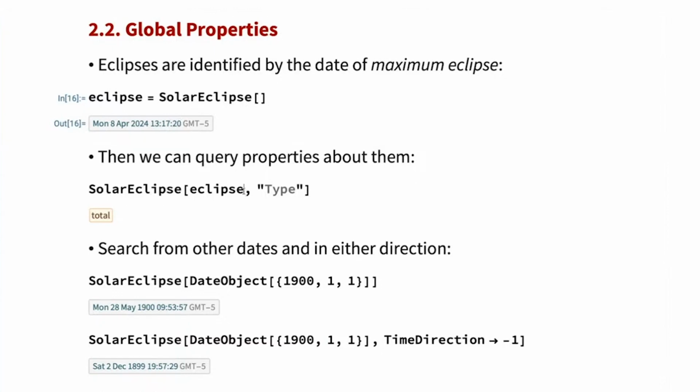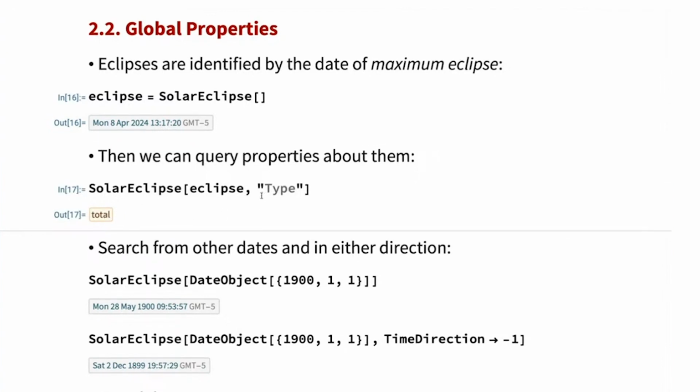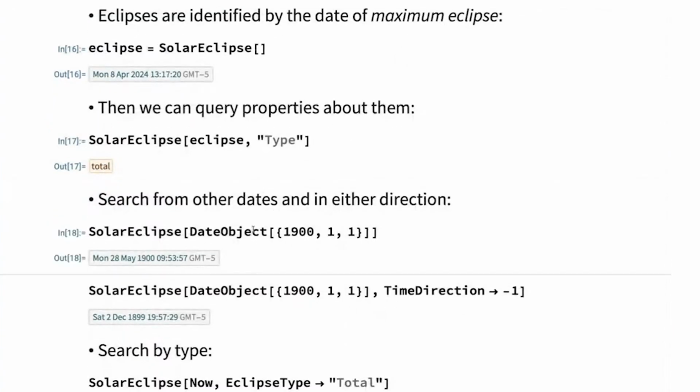And so, for example, we can say, what's the type? And it's going to report total. So the next eclipse is of total type. We can also do the computation for some other date. For example, what's the next eclipse after the beginning of the year 1900? And we get that date.